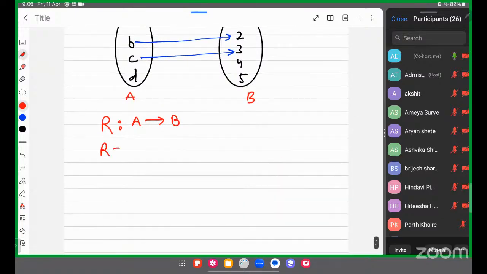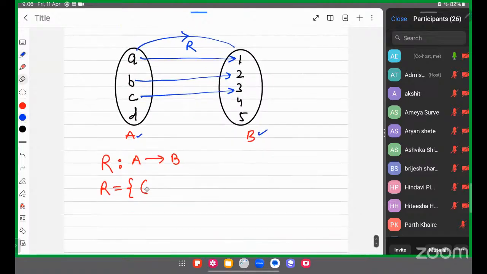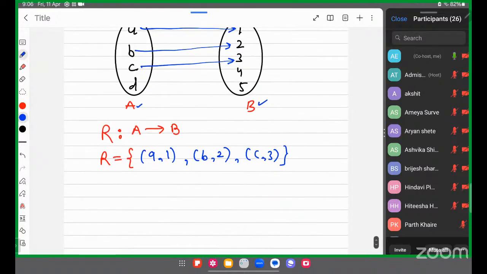If I write relation R in roster form, it will be like this. The first element will come from set A and the second element will come from set B. So we will write relation R in roster form as follows: (A, 1), (B, 2) and (C, 3). Since there is no connection for element D, we cannot take D into the relation R, right?